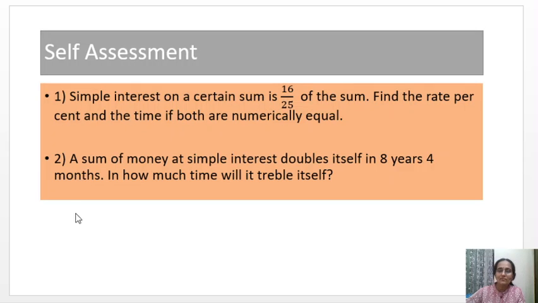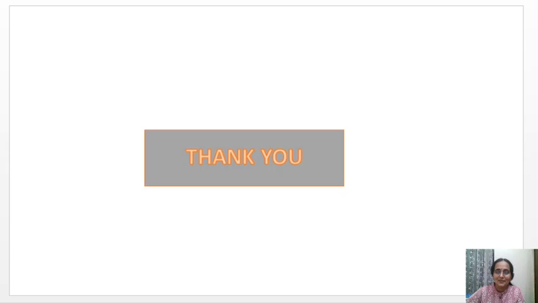Assign x for the sum. Then it doubles means the amount is 2x. Find out the simple interest, apply the formula, get the rate, then calculate the time based on that. The final amount is treble, it is 3 times the sum. That's how you have to find out the solution of the question. Thank you.